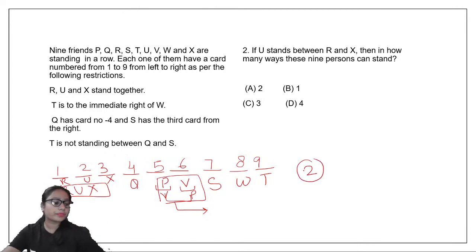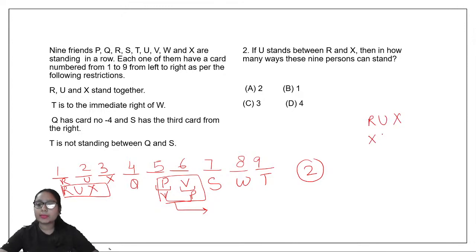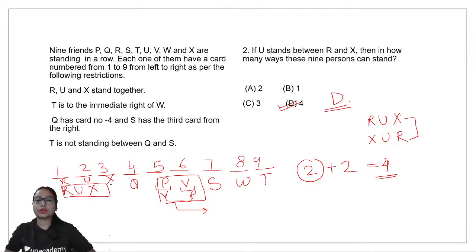So is the answer 2? Is the answer to this question 2? No, the answer is not 2 because we have left 2 people here. The question says that U stands between R and X. It means that this is one possibility and the other possibility is this also. So we will be counting these 2 arrangements as well. So the total number of ways in which 9 persons can stand here is 2 plus 2, which gives me 4. So the correct answer to this question would be option D. I hope this is clear to you all.